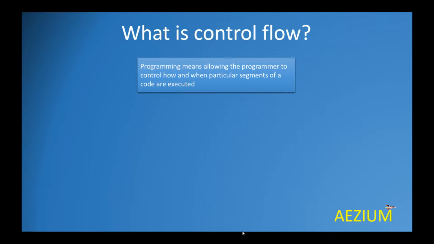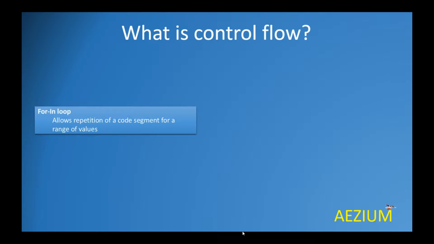Control flow is a programming means which allows the programmer to control how and when particular segments of a code are executed. There are a number of examples for control flow in Swift. For-in loop is one of them. We have seen for-in loop before. A for-in loop allows the repetition of a code segment for a particular range of values.